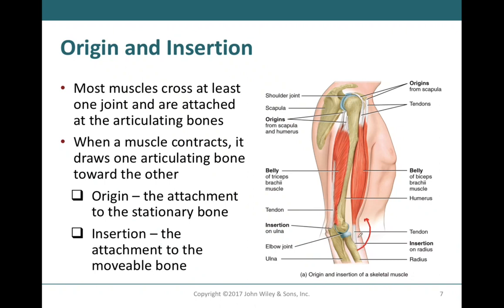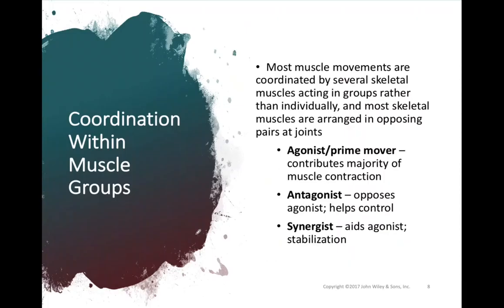Each muscle in the body is going to have its own origins and insertions. Some will have more than one origin, some will have more than one insertion. It just depends on the muscle that we're looking at. But what will always remain the same is the definition of origin and insertion. The origin is always going to attach to the bone that does not move. The insertion will always attach to the bone that does move.